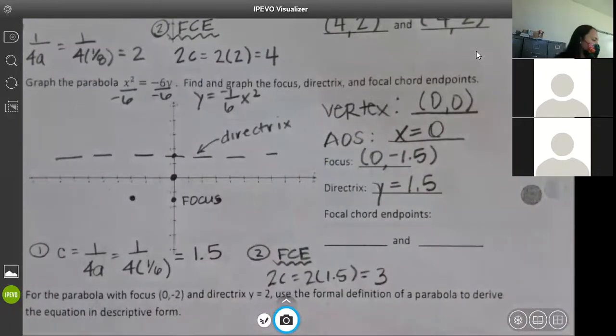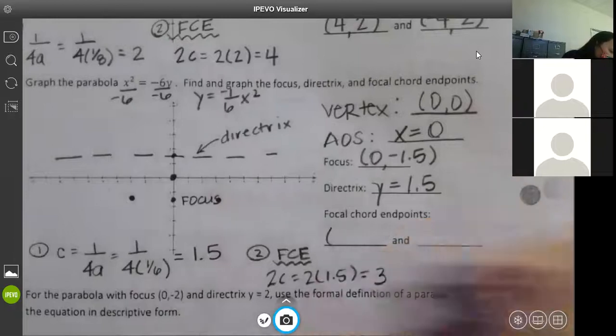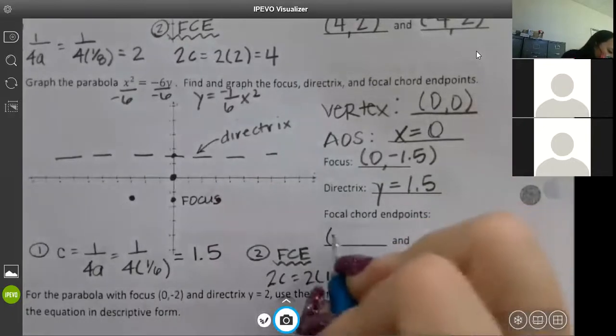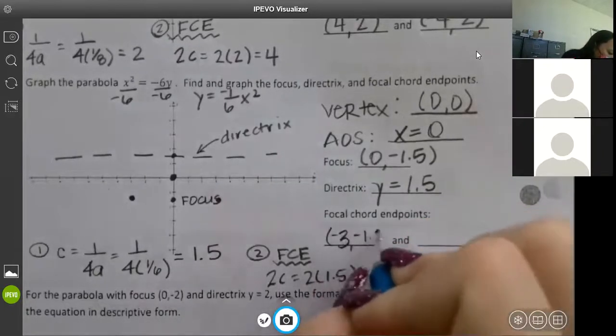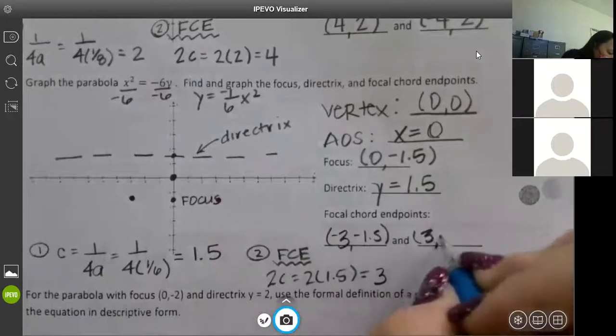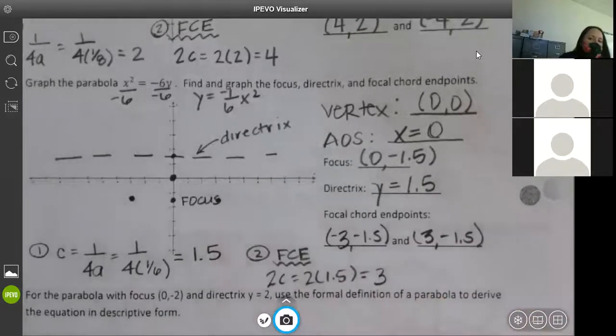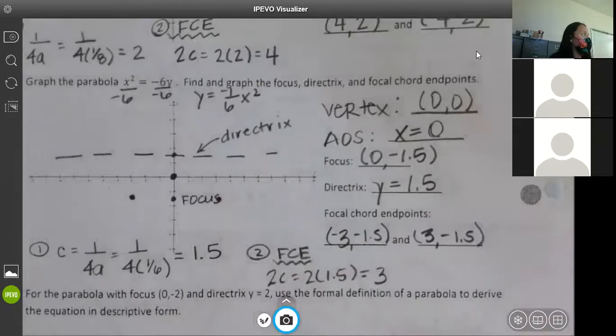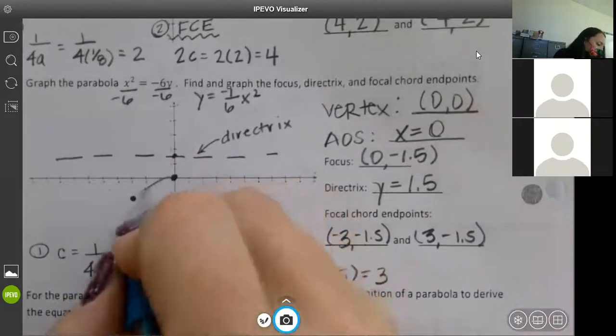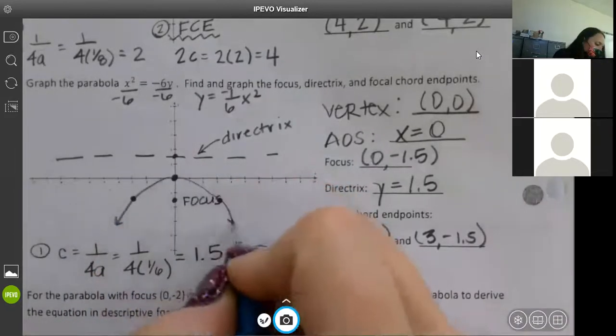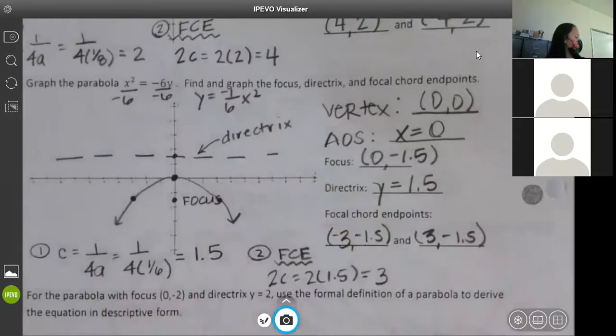What are those coordinates? Perfect. And then to graph, connect your 3 coordinates. And that's it. Very good.